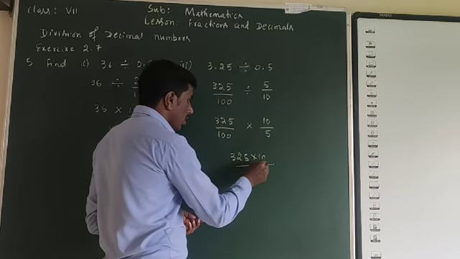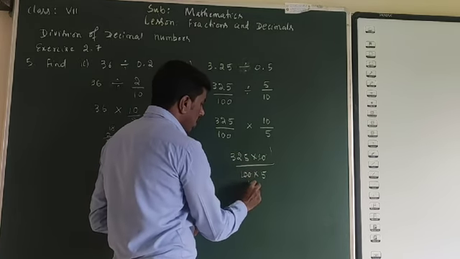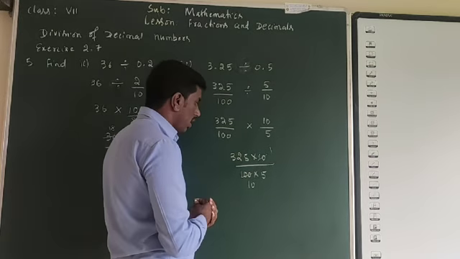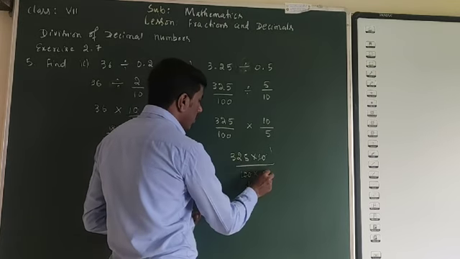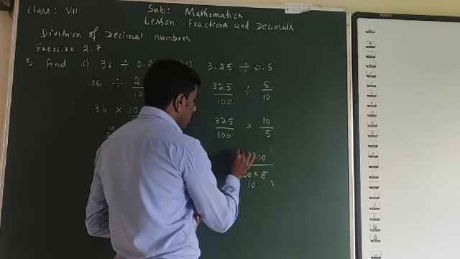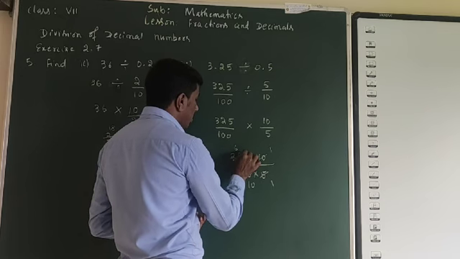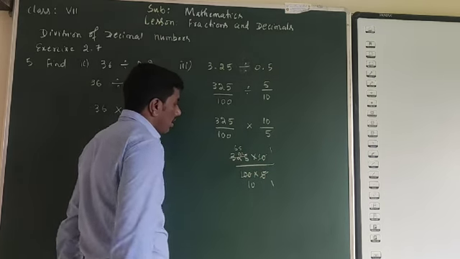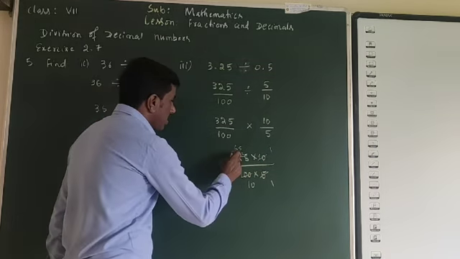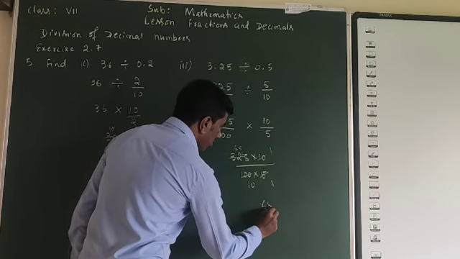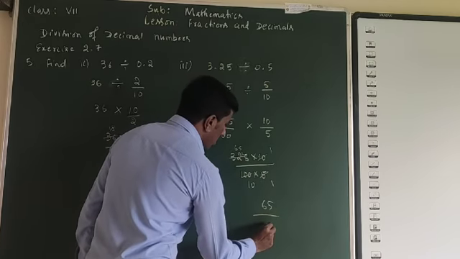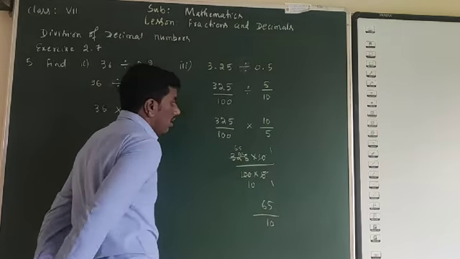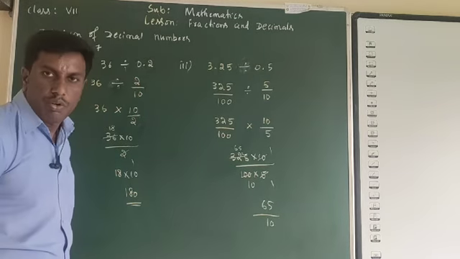There is a cancellation. So 10 ones are 10, 10s are... Okay. So I can cancel from 5. 5 ones are 5, 5 6s are 30, 2 will be remaining, 5 5s are... Right? So what is the remaining? 65 into 1? 65 only. 10 into 1, 10 only. Correct? 10 into 1, 10 only.